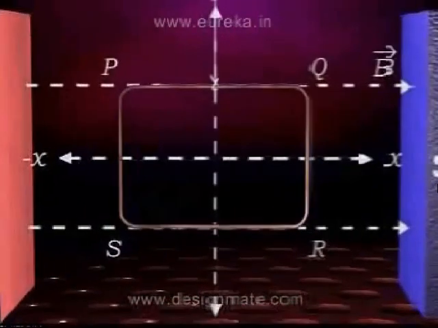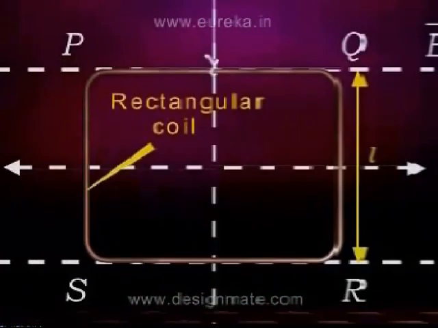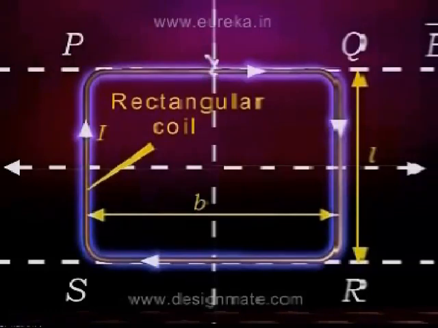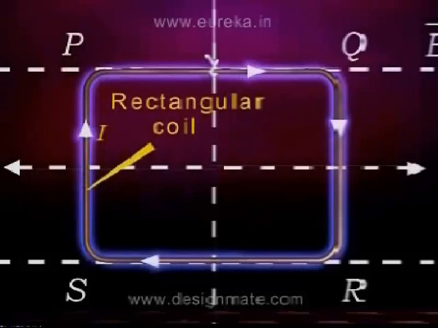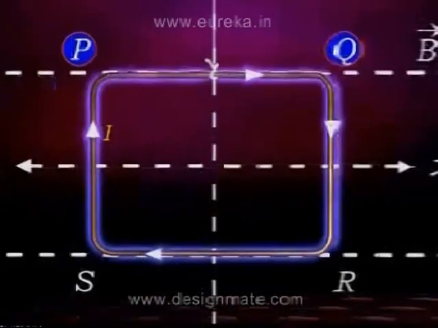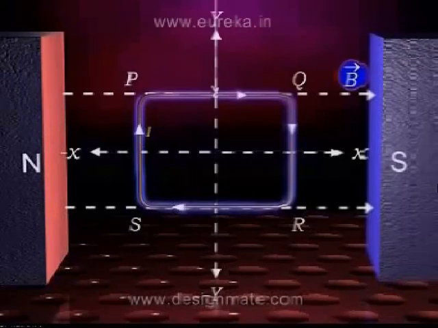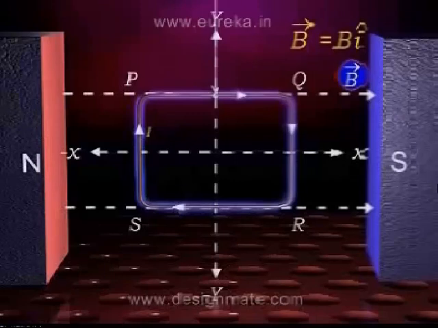Consider one turn of a rectangular coil of length L and width B carrying a current I. The coil is vertically suspended at the midpoint of PQ in a uniform magnetic field B, the direction of which is taken as the x-axis. The y-axis is taken vertically upwards. We can write vector B as vector B equals B times i cap vector.